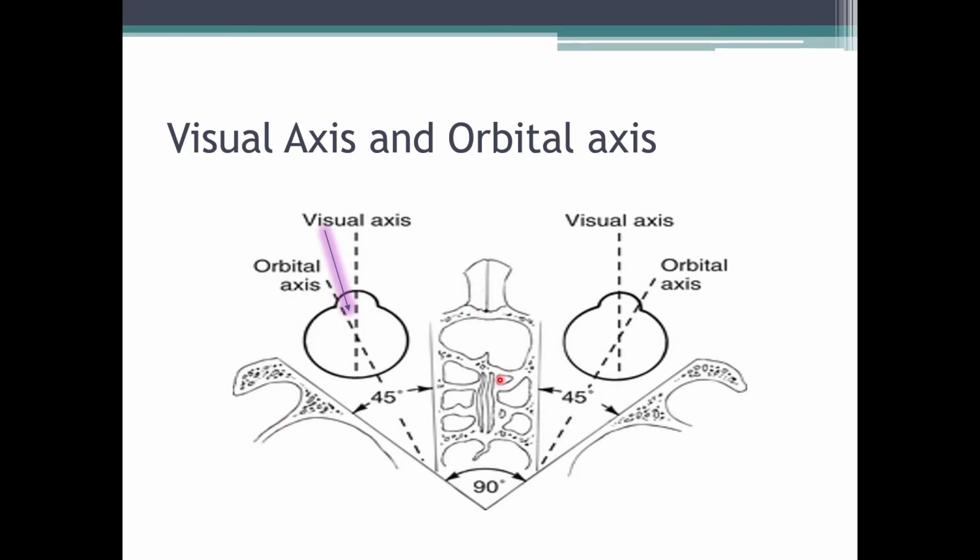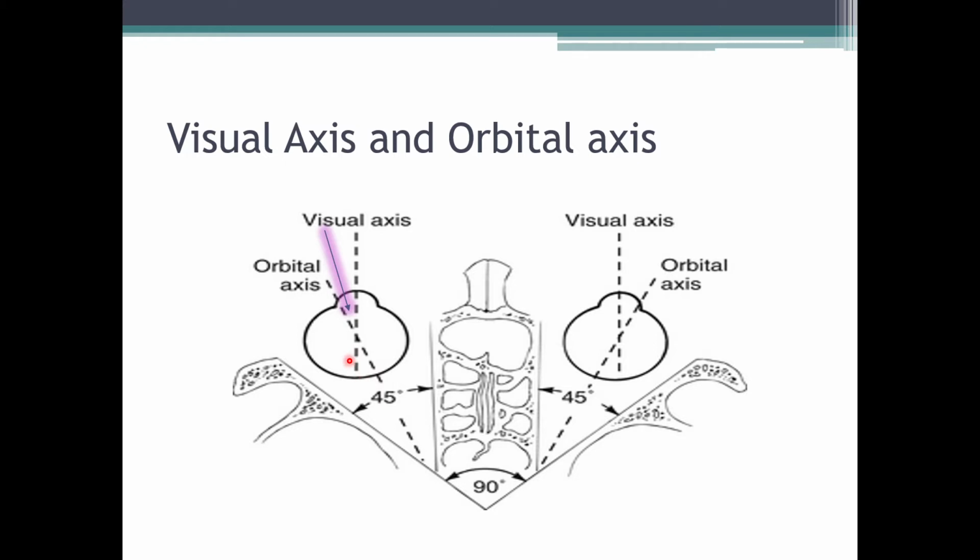As you can see, this is the medial wall of the orbit, as they are pyramidal, right? The medial walls lie parallel to each other, whereas the lateral walls of the orbit form 90 degrees with each other. Now the eyeball is situated inside this orbit.